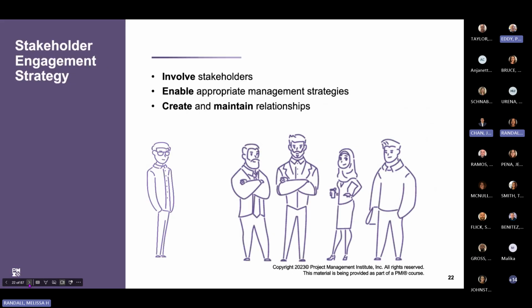Okay, now we get into our stakeholder engagement strategy, right? So we've already talked about how we've identified our stakeholders, we've identified their influence and interest in our project. We want to keep them involved all throughout the life cycle of our project. So based on the information that they have told us and that we have gathered as part of our stakeholder engagement plan, how are we going to keep them involved, right?